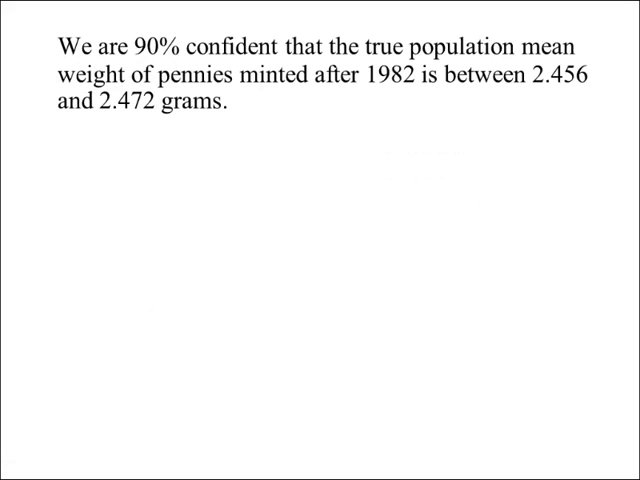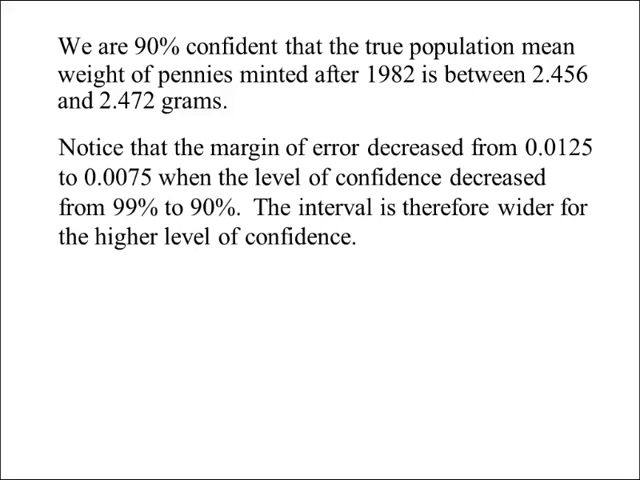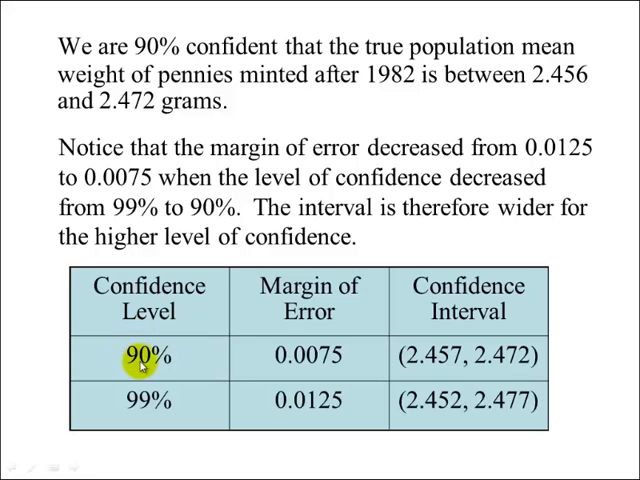To interpret this confidence interval, we are 90% confident that the true population mean weight of pennies minted after 1982 is between 2.456 and 2.472 grams. Now notice that the margin of error decreased from 0.0125 to 0.0075 when the level of confidence decreased from 99 to 90. The interval is therefore wider for the larger level of confidence. Here we have the 90% versus the 99%. Increasing the confidence level increases the margin of error, and hence we are left with a wider confidence interval.